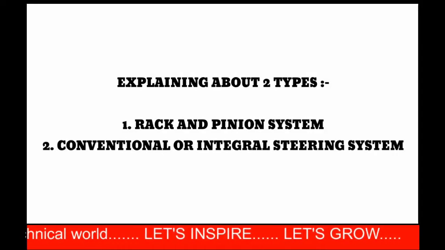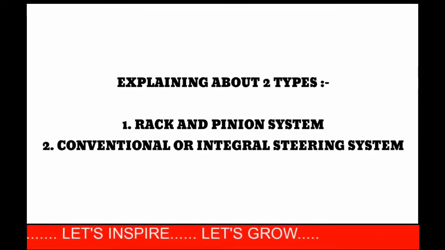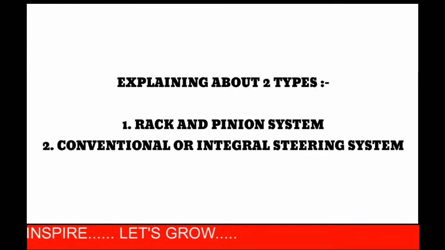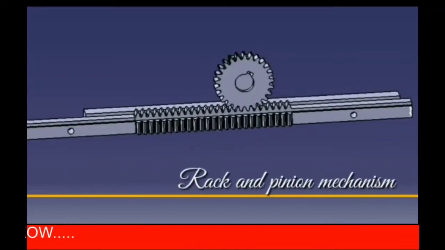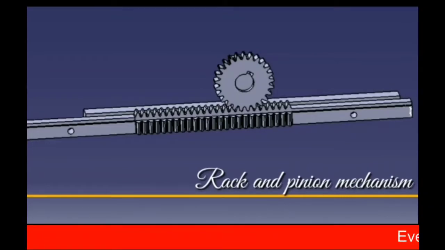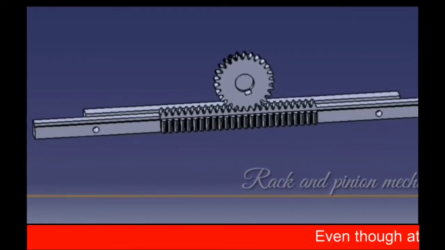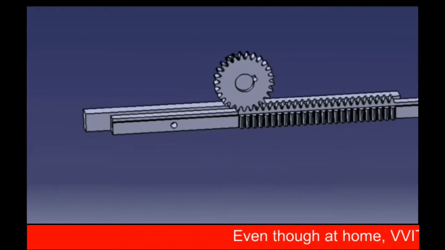As a part of Saturday series, I am explaining about the topic different types of steering system. There are mainly two types of steering system, the rack and pinion steering system and the conventional or integral steering system. The rack and pinion gear steering system or mechanism is used to convert the rotational motion to linear motion as we see in the animation.